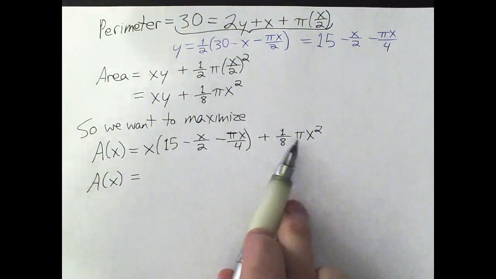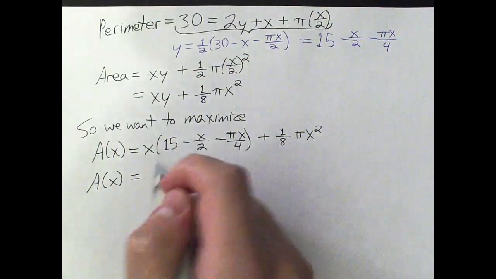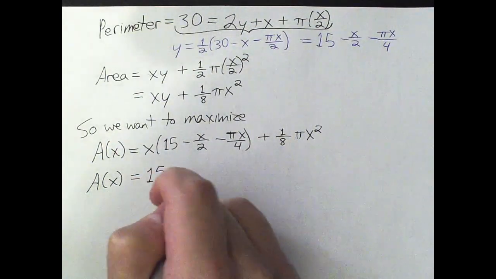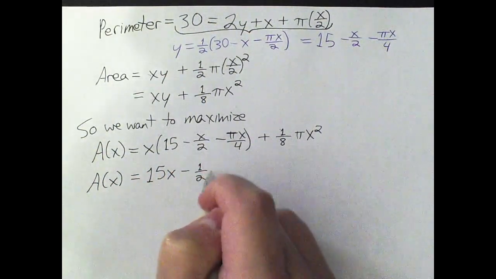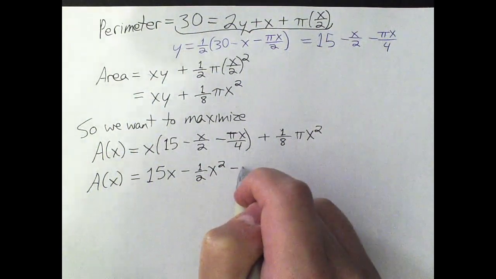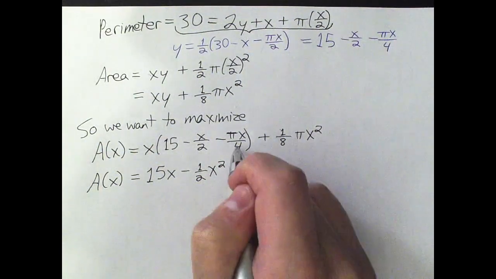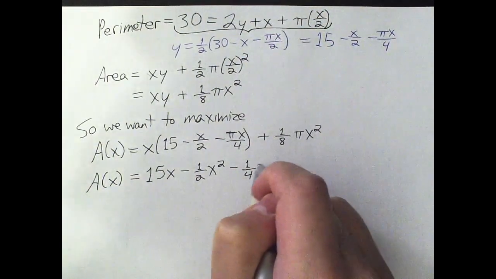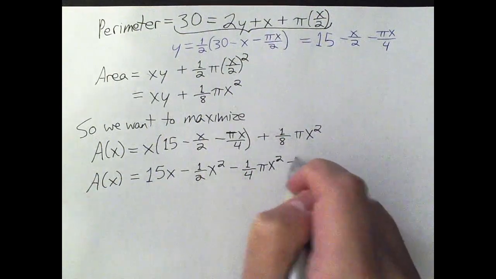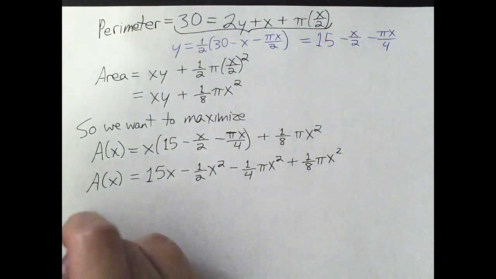Maybe there's something that's going to combine with this term. Let's see what happens. This is 15x minus 1/2 x squared minus, I'm going to go ahead and write these as fractions, like the 4 on the bottom, I'll just make it 1/4 pi x squared, plus 1/8 pi x squared. Yeah, we can combine some terms here.